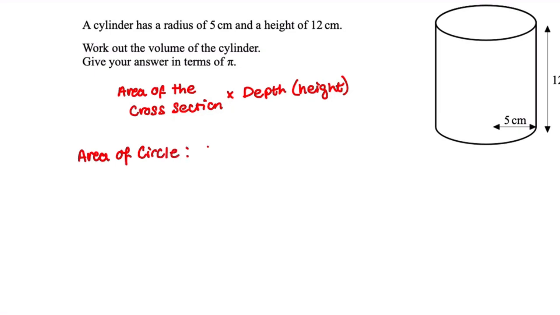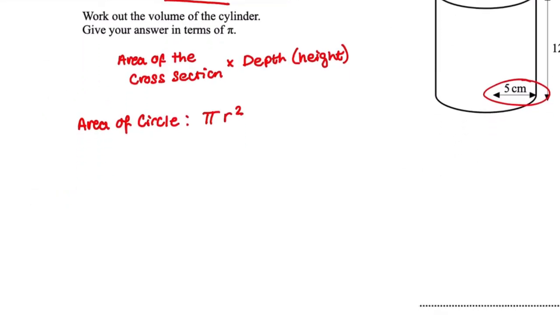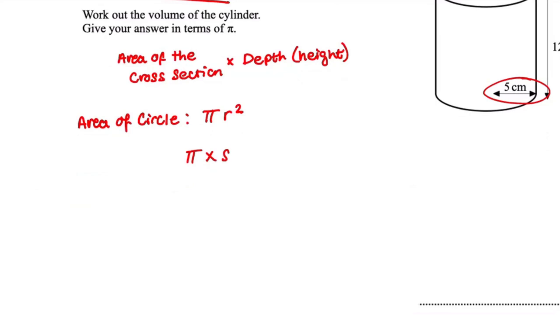And we know that the area of a circle is just pi r squared. That's the area of a circle. And we know that the radius is 5 centimeters. If we have a look, we see that the radius is 5 centimeters. So all we're going to do is pi times 5 squared. 5 squared is 25, and 25 times pi is 25 pi.